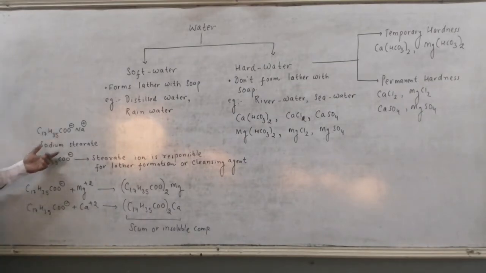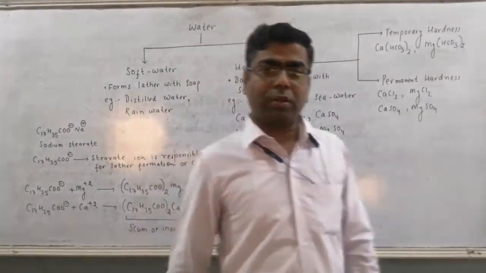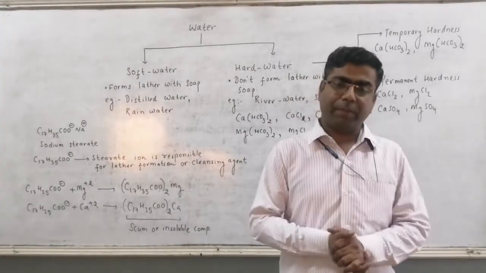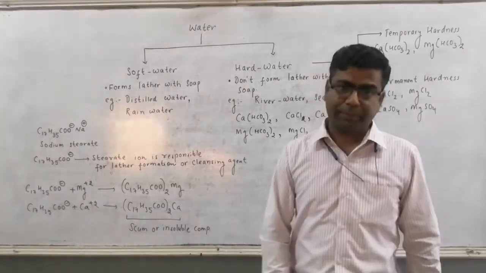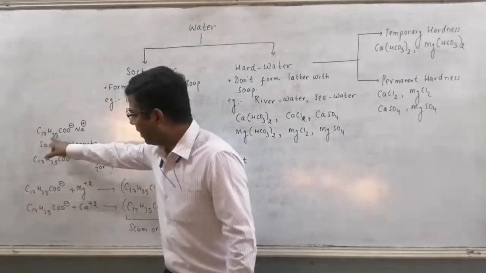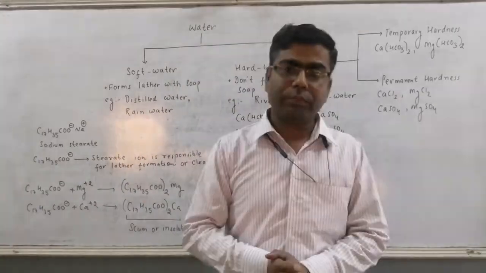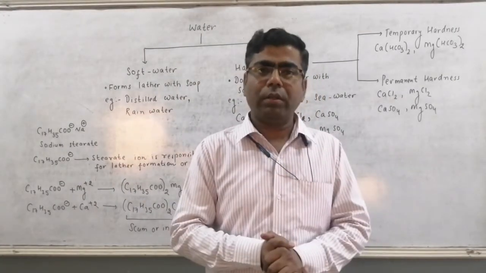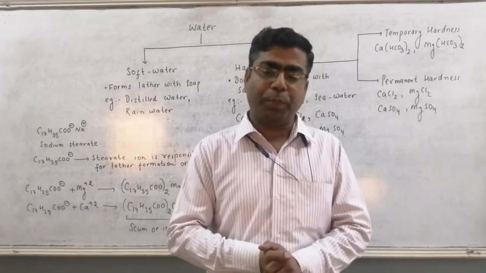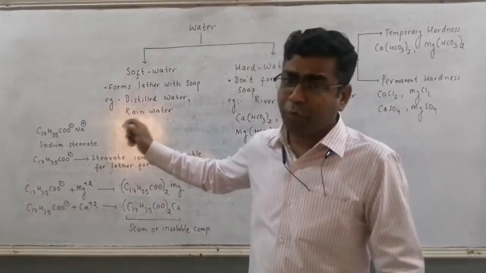What is soap? Sodium stearate is called soap, having formula C17H35COO−Na+. It is a sodium salt or potassium salt of stearic acid, which is called sodium stearate. Now, from sodium stearate, the C17H35COO− part, that is your stearate part, is responsible for cleansing property of the soap, or this particle or ion forms foam, forms lather with water.